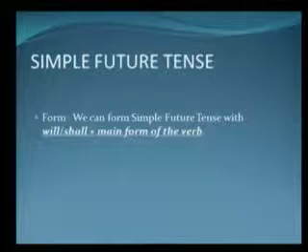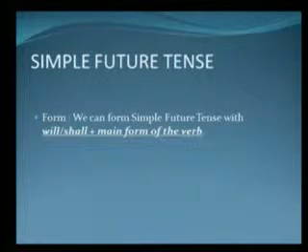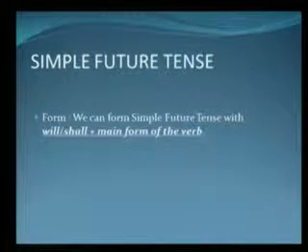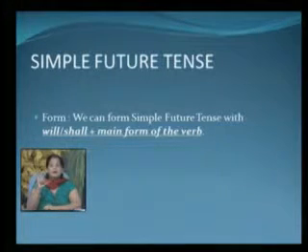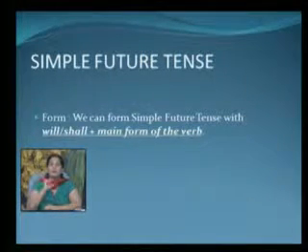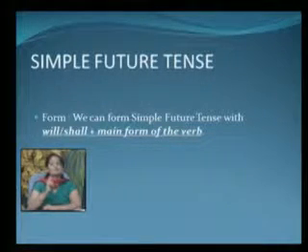We all know that present is Vartman, past is Bhutkal, coming to the future tense, that is our Bhavishyakal. Now, form. We can form simple future tense with will or shall. Will or shall plus the main form of the verb. You can use either will or shall. It becomes very easy when we use will or shall.